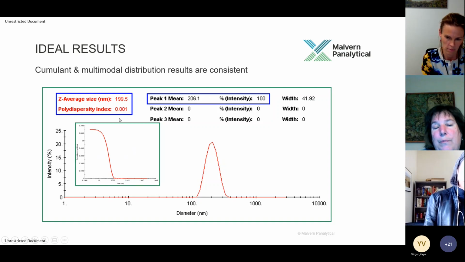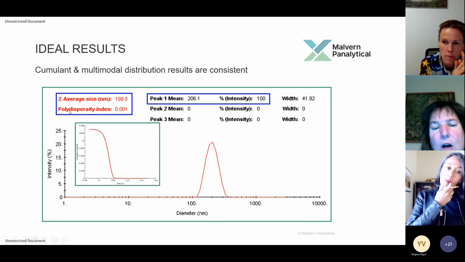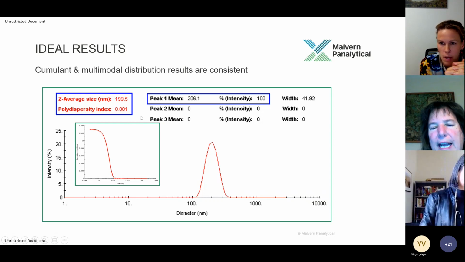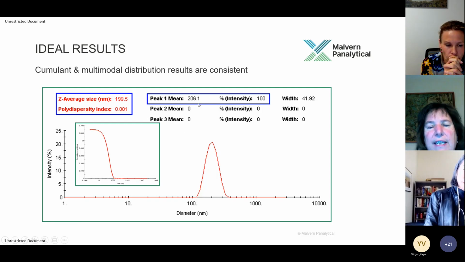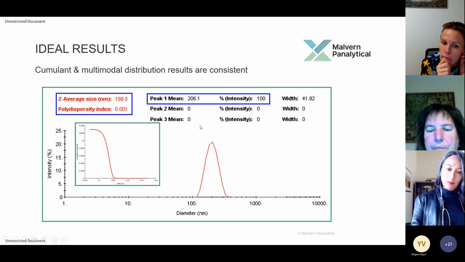And it gives you basically the Z average, which is the mean, and the polydispersity index, which tells you something about the width of the distribution. And again, this is all based on the cumulant fit, fitting a single exponential decay. Then we look at the distribution fit, which is fitting a summation of exponential decays. And you see that the peak mean comes in at 206, still a good result. And you see an actual distribution.